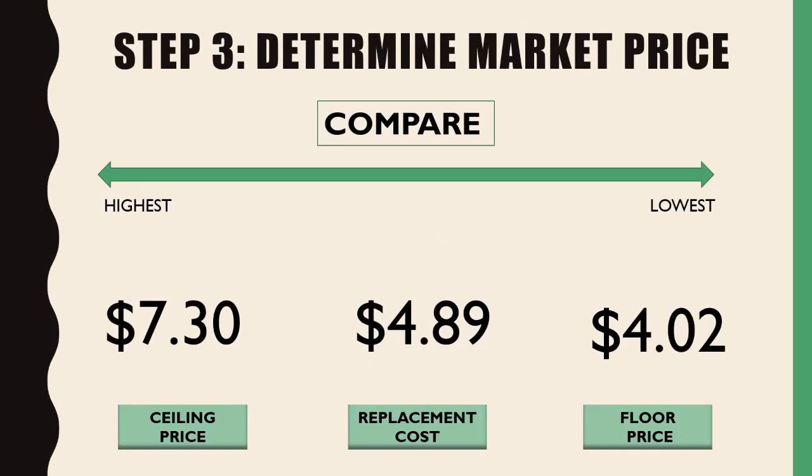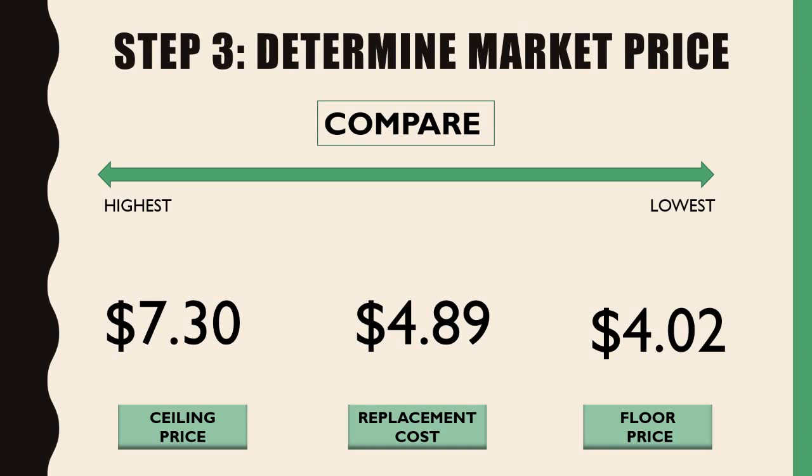I'm going to put it on a number line in order by numerical value. In this case, I'm doing the highest value all the way down to the lowest value. My highest value here is $7.30. That's my ceiling. My floor price is the lowest because it's $4.02, and my replacement just happens to be in the middle, $4.89. I put the numbers in order and I determine it that way. $7.30 is my ceiling, $4.89 is my replacement, and then $4.02 is my floor.